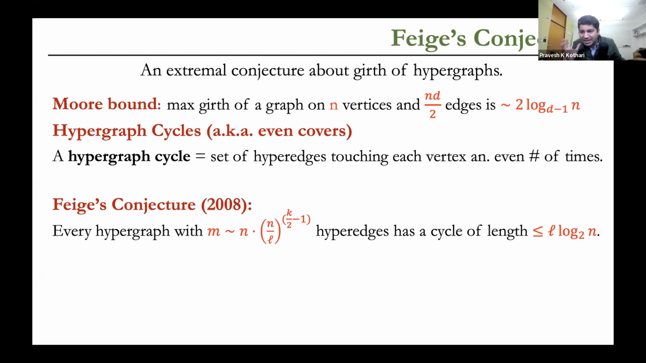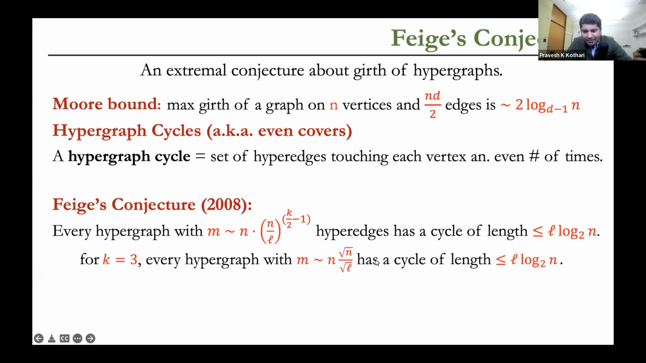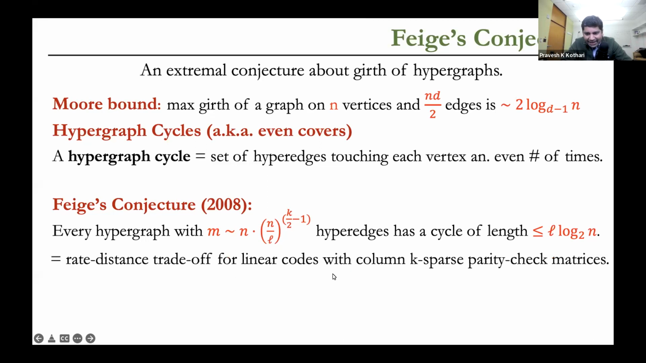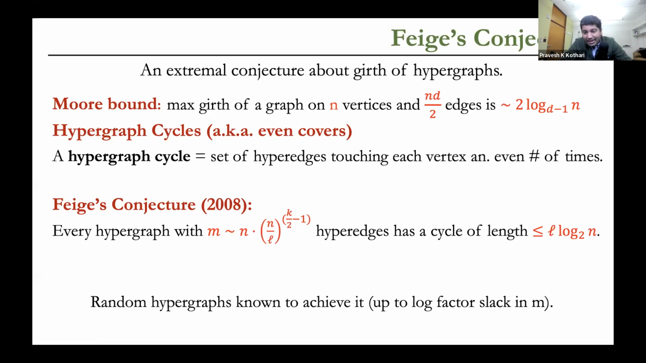Okay. But it turns out for hypergraphs, non-trivial things happen even below this threshold. And so, for L which is like n to the epsilon, you can have an n to the epsilon length cycle, even when the number of hyperedges is way short of n to the k over 2. Well, that's what Feige conjectured. And it has nice coding theoretic interpretations, etc. And his reason was that random hypergraphs actually achieve it.